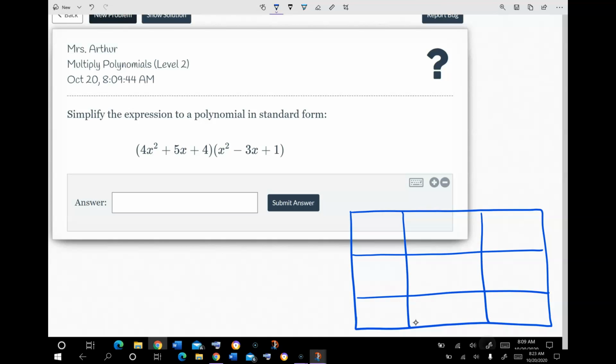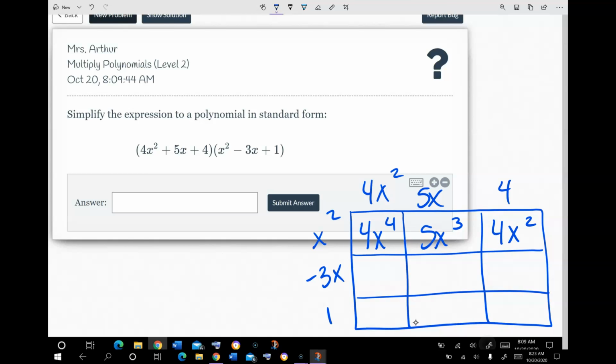All right, so 4x squared times x squared is 4x to the fourth. 5x times x squared is 5x cubed. And then 4 times x squared is 4x squared. 4x squared times negative 3x is negative 12x cubed. 5x times negative 3x is negative 15x squared. 4 times negative 3x is negative 12x. This last line is just going to be that top because it's got that 1.